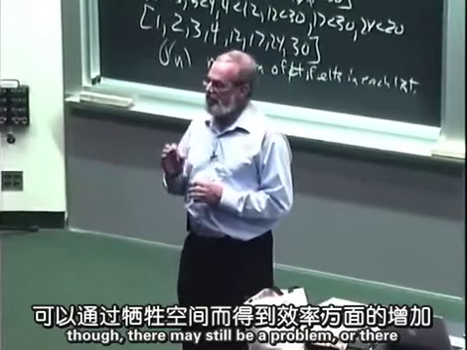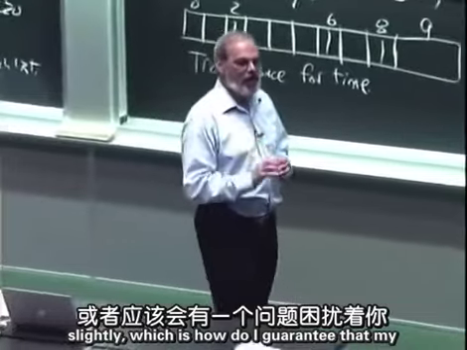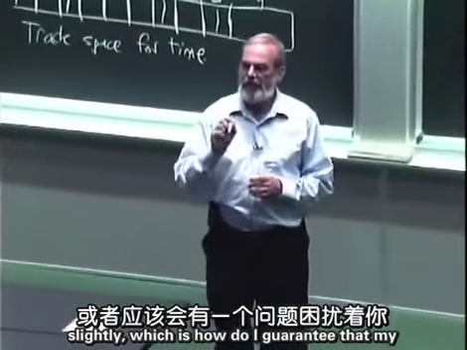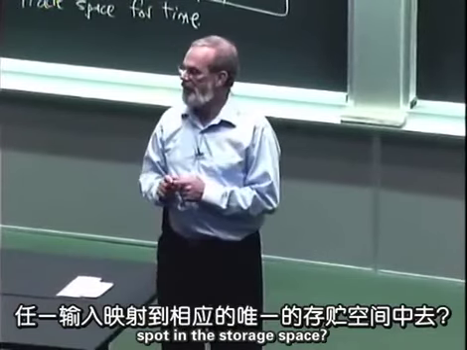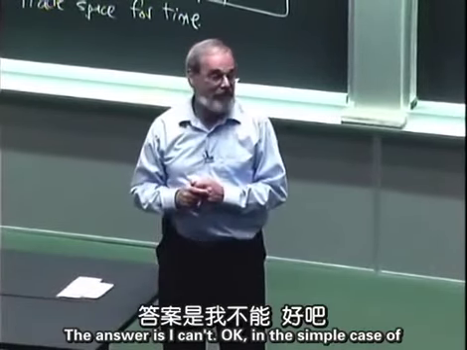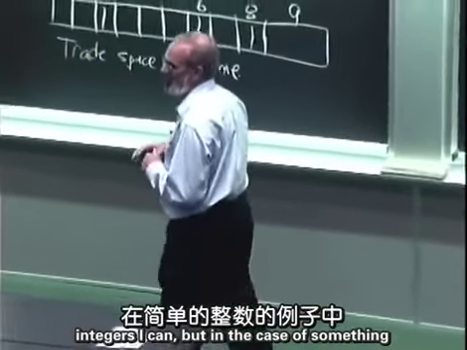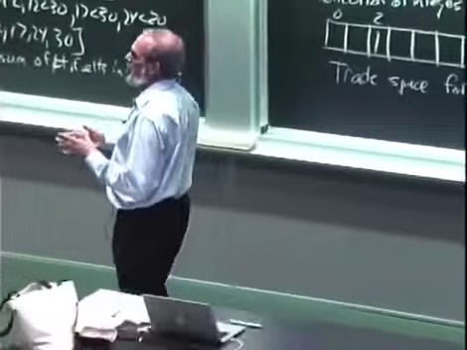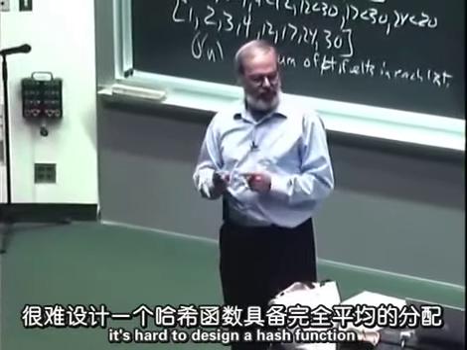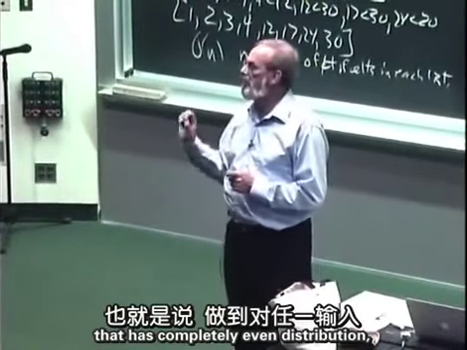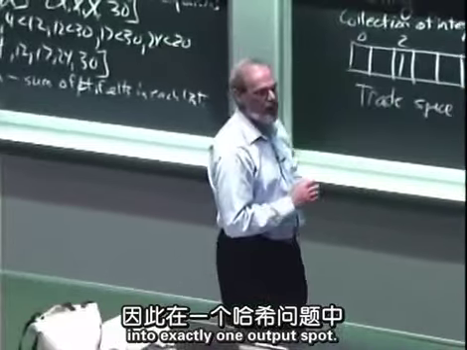Having said that, though, there may still be a problem that may be bugging you slightly, which is, how do I guarantee that my hash function takes any input into exactly one spot in the storage space? The answer is I can't. In the simple case of integers, I can. But in the case of something more complex like faces or fingerprints or passwords for that matter, it's hard to design a hash function that has completely even distribution, meaning that it takes any input into exactly one output spot.